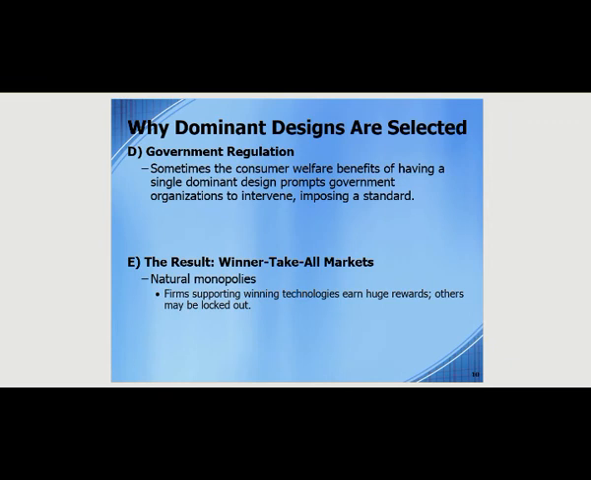Government regulations. Sometimes the consumer welfare benefits of having a single dominant design prompt government organizations to intervene, imposing a standard. For example, in 1953, the Federal Communications Commission in the US, also known as the FCC, approved the National Television System Committee NTSC color standard in television broadcasting to ensure compatibility with monochrome TV sets broadcasting in the US.